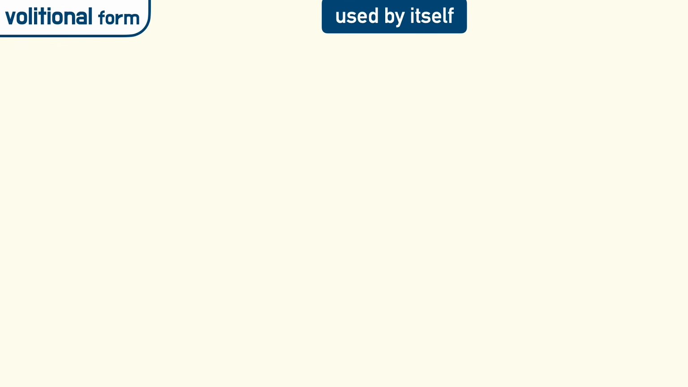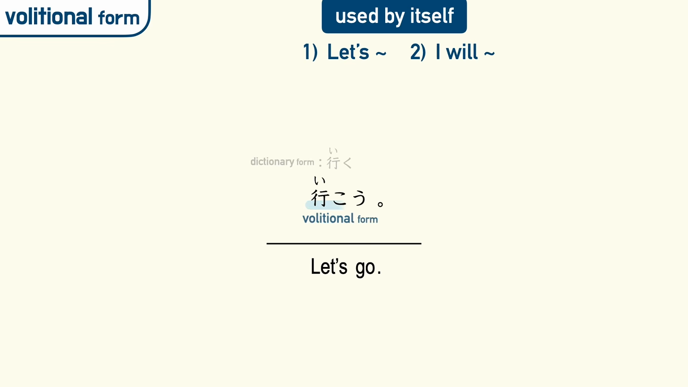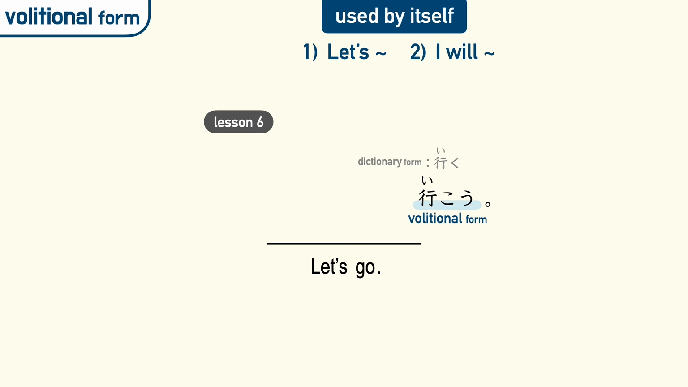When it's used by itself, it can mean let's or I will. 行こう, which is the volitional form of 行く, means let's go. We've already learned how to say let's go in lesson 6. 行きましょう. ましょう form is actually the polite volitional form. So these two mean exactly the same thing.